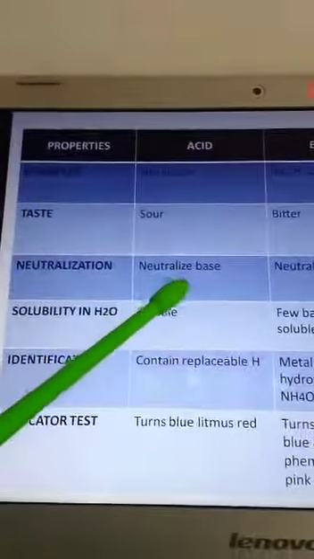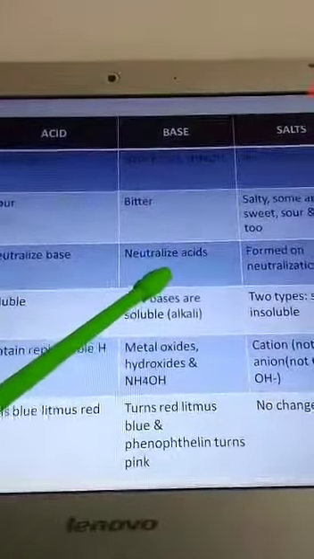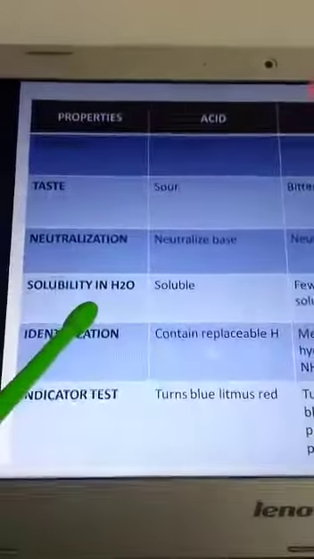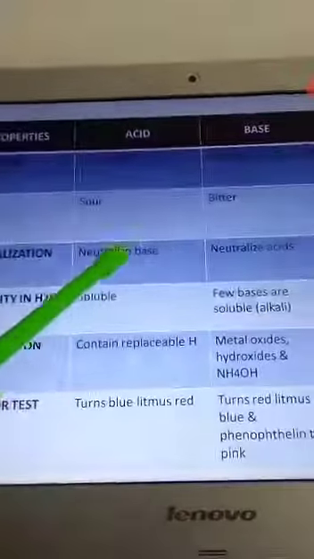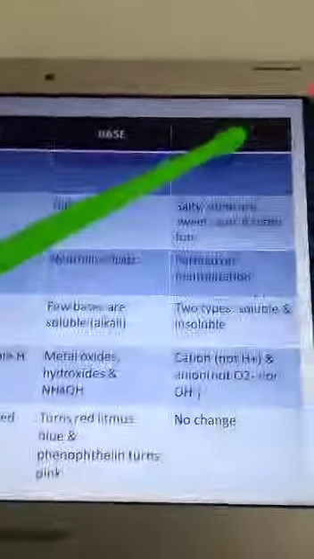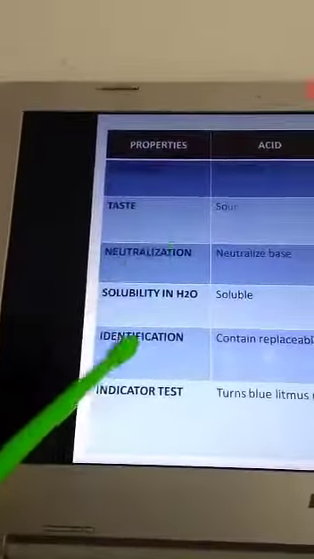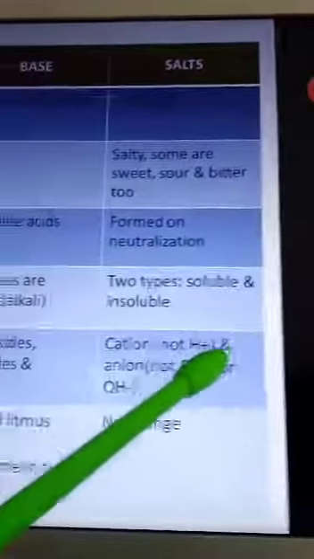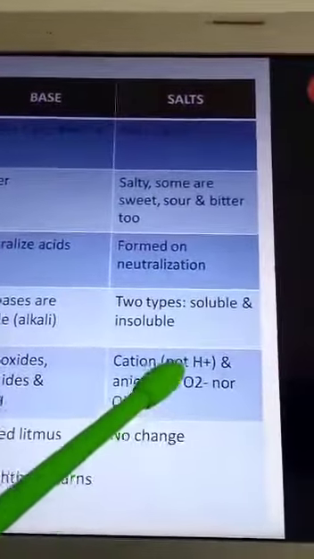If I talk about neutralization, all the acids neutralize bases, all the bases neutralize acids, and salts are formed on neutralization. Solubility, yes, all the acids are soluble in water. Only a few bases are soluble in water and they are called alkali, whereas there are two types of salt, one is soluble and one is insoluble. If I talk about identification, all the acids contain replaceable hydrogen, whereas bases are metal oxides, hydroxides and ammonium hydroxide, and all the salts contain a cation other than hydrogen, and they contain an anion other than O2 negative or OH negative.